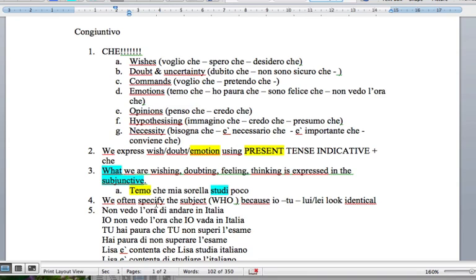Also need to remember that we often specify the subject, so who, in the second part of the sentence, because io, tu, and lui, lei all look identical. Che io studi, che tu studi, che lei studi, they're identical, so we need to specify.